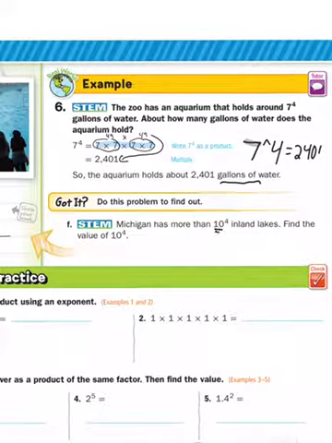Since it has a base of 10, you can use the trick I showed you back in example, I think it was C or something like that on the last page. You can use a calculator if you want, but the trick is even easier. Okay, pause the video, do problem F, get started. Go.